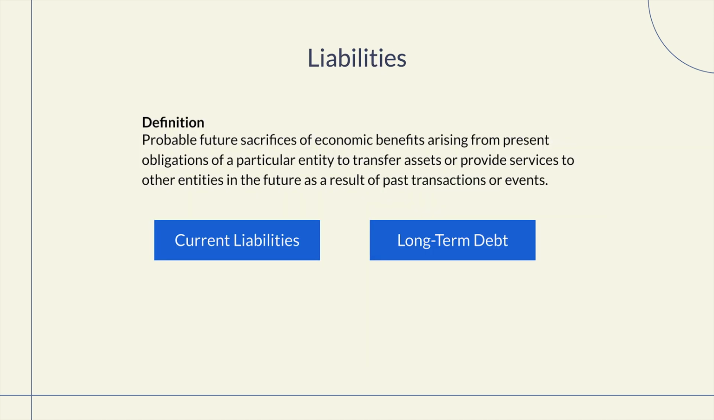Now we turn to the first of two claims on the assets of the organization. Liabilities represent probable future sacrifices of economic benefit arising from present obligations of a particular entity to either transfer assets or provide services to other entities in the future because of past transactions. We will specifically focus on current liabilities and long-term debt.